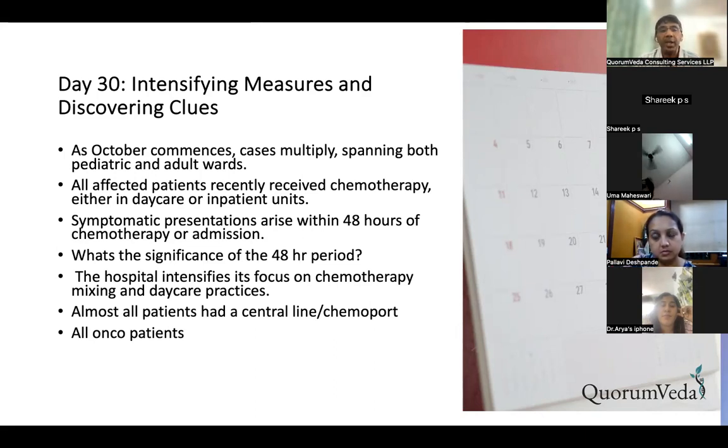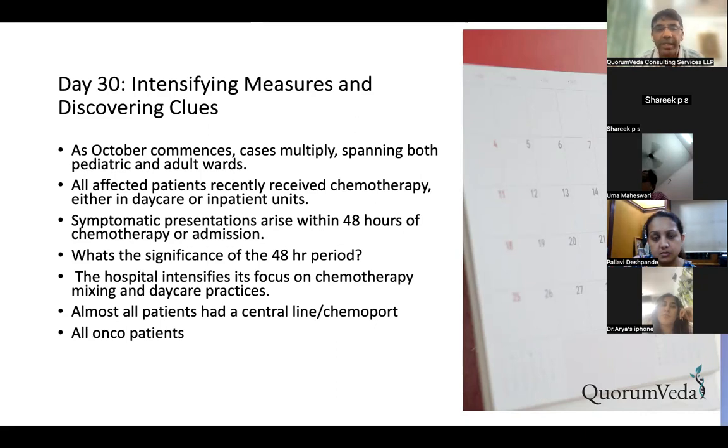And symptomatic presentation within 48 hours. Most patients had a good number of cluster symptoms within 48 hours of admission or earlier chemotherapy. Some had chemotherapy and were later admitted with fever. Some were admitted to the hospital and developed fever, but a good number developed symptoms within 48 hours of chemo, either in the daycare or IP. The hospital intensified its focus on chemo mixing areas in IP and daycare.